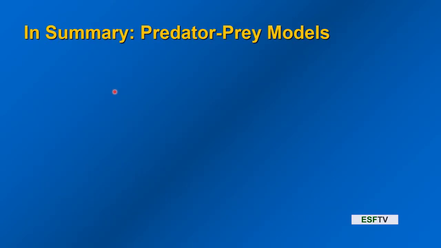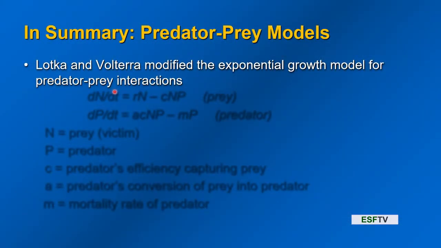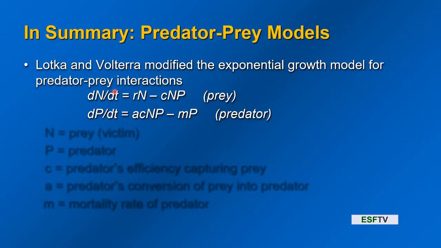So in summary then, putting those two concepts together, the predator and the prey models are modified exponential growth models. Here they are for the different factors, the prey and the predator. And then here is what all those variables are referring to. N is the prey. Sometimes we say victim.